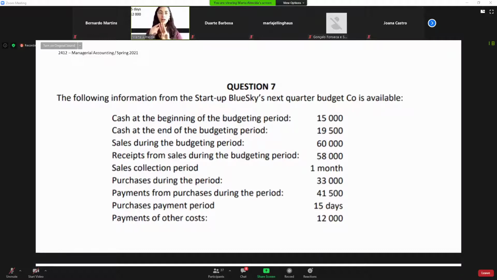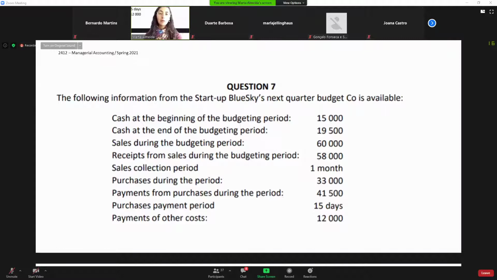So the first month of sales we will receive in the second month. The second month of sales we will receive in the third month of the quarter, and the third month of sales we will receive in the following month, which is in the next quarter. So we always have this 1 month delay.